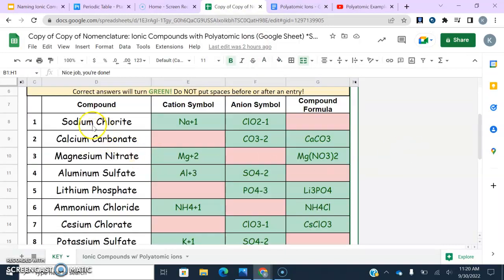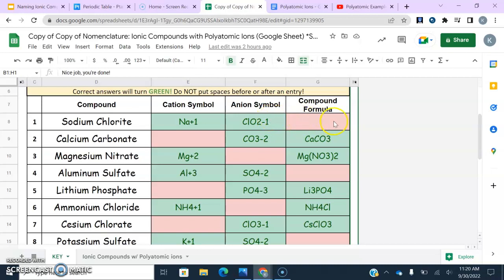So our first one, we have sodium chlorite. Our cation is sodium. I know it's a +1 because it's an alkali metal in that first group. So it's got one valence electron, which it's going to donate. So its charge is a +1. Our anion is chlorite, whose charge is a -1. Now here you don't have to worry about doing the superscripts and subscripts. You just write it all as one thing, so it's easy peasy.